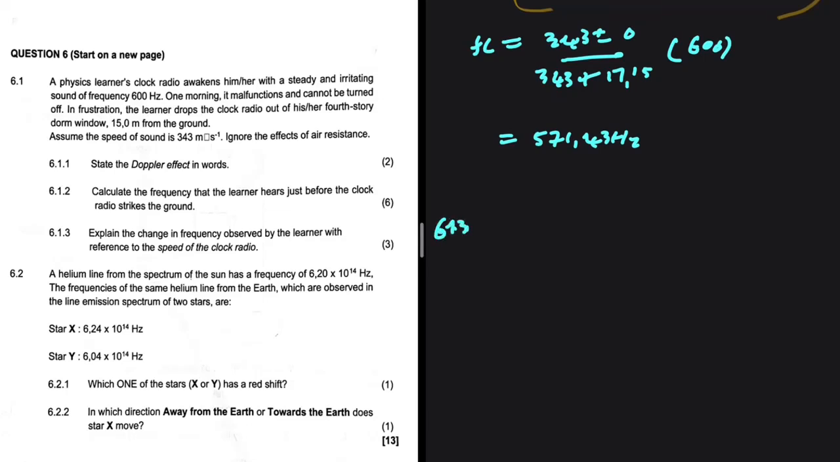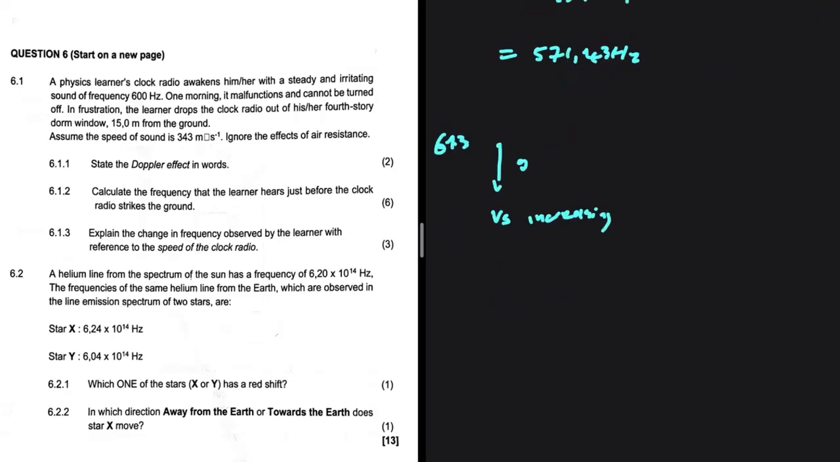6.1.3. Explain the change in frequency observed by the listener with reference to the speed of the radio clock. So as the clock is going down, obviously, under the influence of gravity, then the velocity of the source is increasing. We know fully well that the frequency observed by the listener is equal to V divided by (V plus Vs), multiplied by the frequency of the source. So if Vs is increasing, then FL should be decreasing. The frequency observed by the listener should be less than that emitted by the sound source.